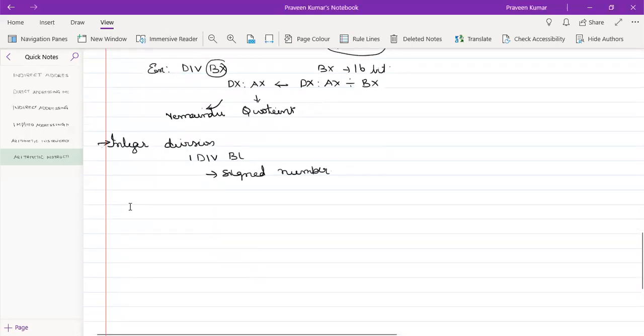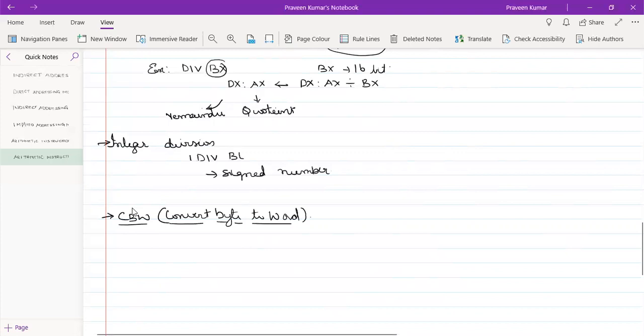So the next instruction in our arithmetic instructions is CBW. It's very important because most of the viva questions come from these particular instructions. The two instructions which I am going to explain are CBW, convert byte to word, and the second instruction, convert word to double word.